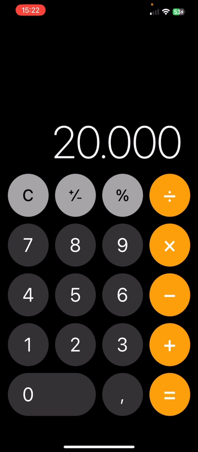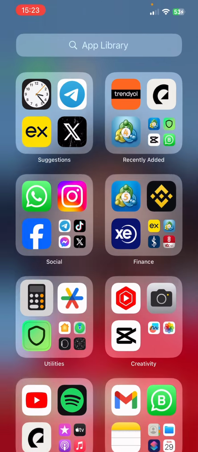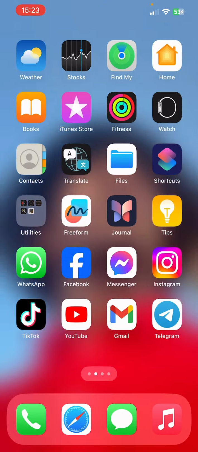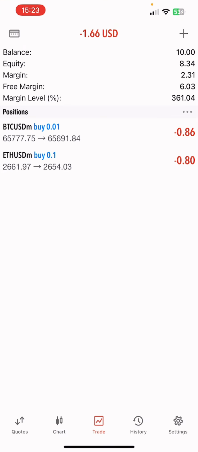The higher the leverage, the less margin you have to pay in the first place, and you can make more profit. All right, you can also make major loss, but you can also make major profit.